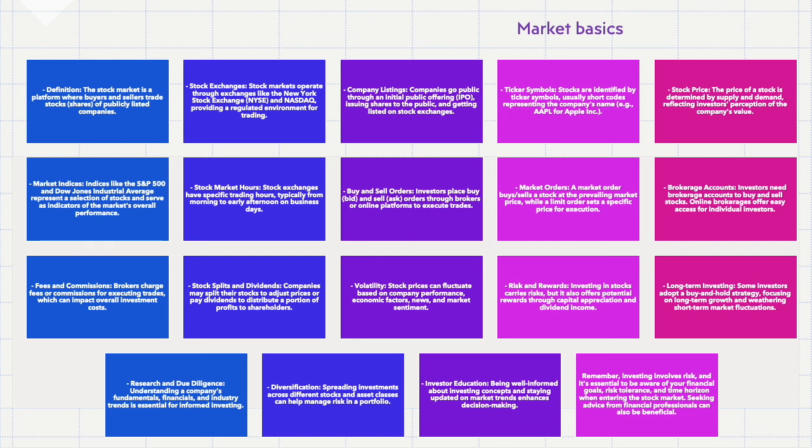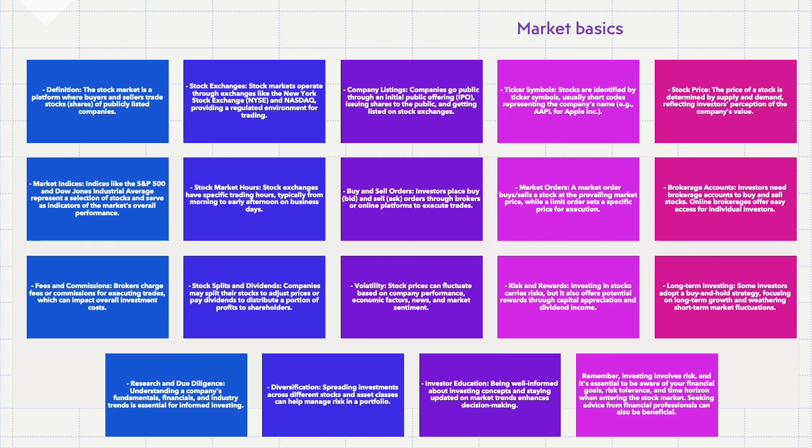Market indices. Indices like the S&P 500 and Dow Jones Industrial Average represent a selection of stocks and serve as indicators of the market's overall performance. Stock market hours. Stock exchanges have specific trading hours, typically from morning to early afternoon on business days. Buy and sell orders. Investors place buy (bid) and sell (ask) orders through brokers or online platforms to execute trades.